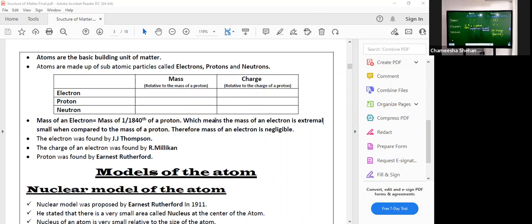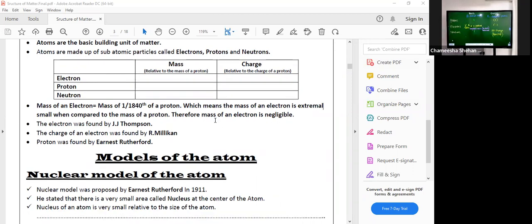Ernest Rutherford, as I can remember, was a student of Thomson, right? Yeah, as I can remember. Thomson's student, no, Dalton's student.